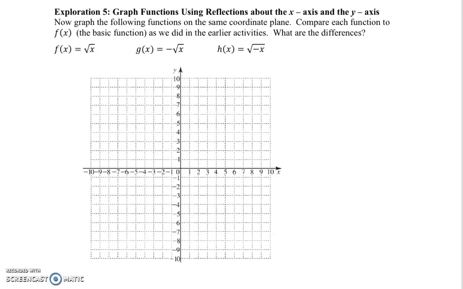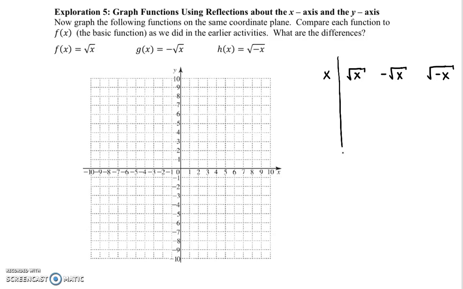Now let's talk about the reflections. So we're going to do reflections about the x-axis and about the y-axis. So first, let's do our points. So we have x, we have square root of x, which is our parent function, negative square root of x, and the square root of negative x.